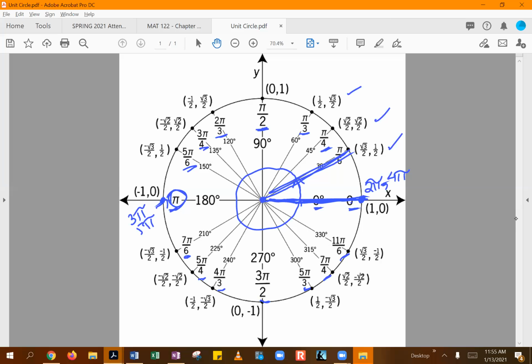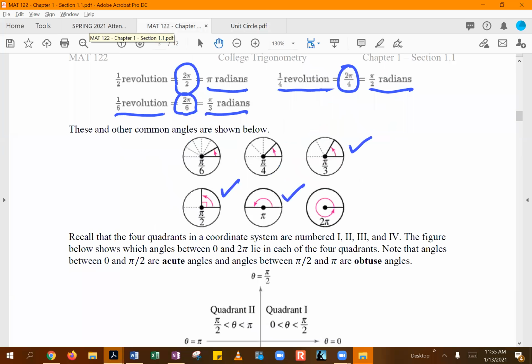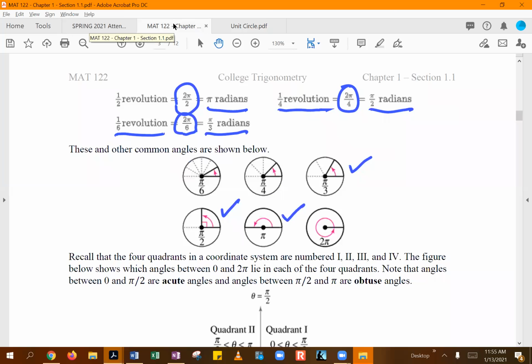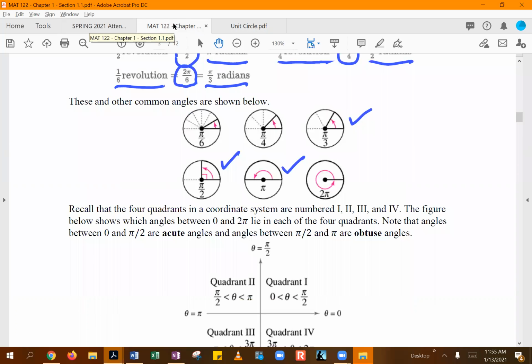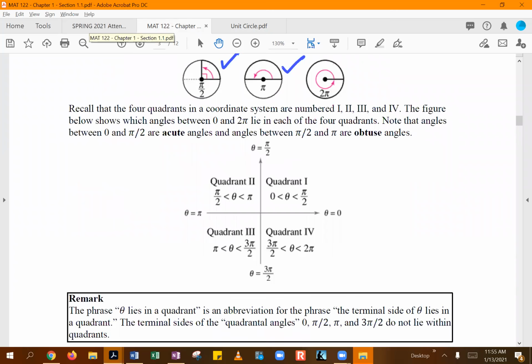So keep this unit circle handy, keep it with you when you're working on homeworks, quizzes, exams, because this tool will really make your life a lot easier. So that's just a general definition of how these angles in radians are calculated.